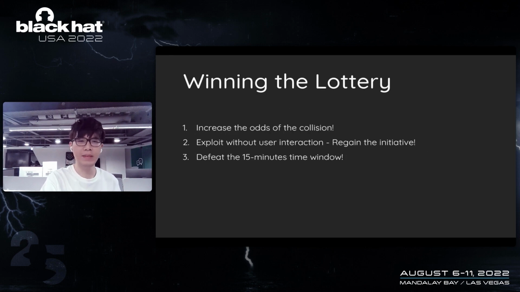So to make this bug a more severe vulnerability, we have developed several ways to win the lottery. The first enhancement is to increase the probability of the collision. And a vulnerability that requires user interaction is too lame. So for the second enhancement, we must find a way to exploit without user interaction. The last is to defeat the restriction of the 15-minute time window. We figured out a way to cache the token forever.